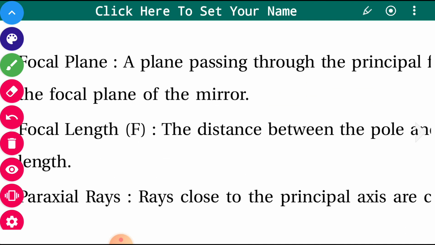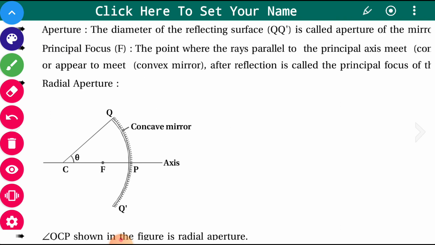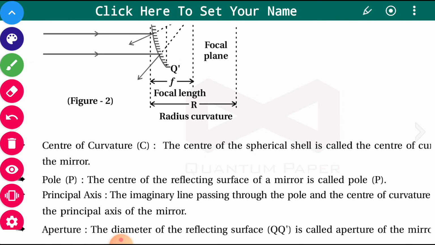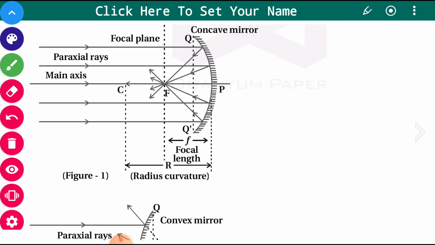So these are certain basic definitions that you must have studied in your 10th standard even. So try to go through it, okay, and try to understand the different parts of the mirror, okay.